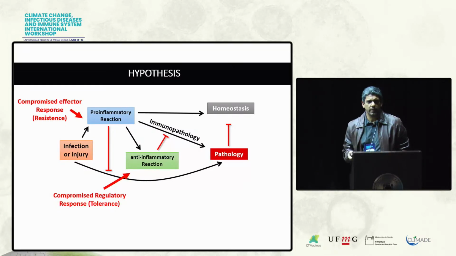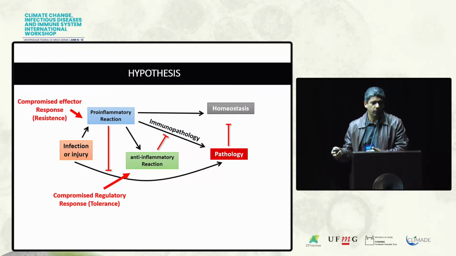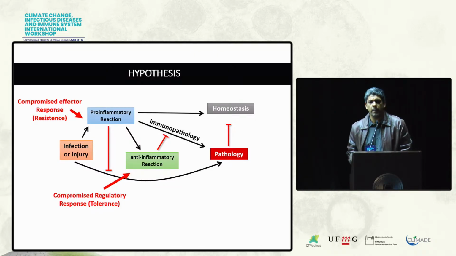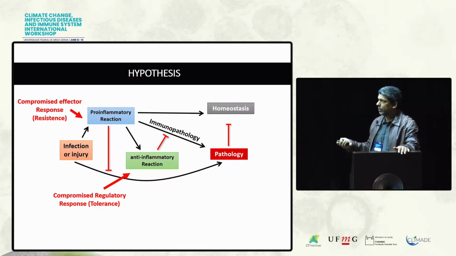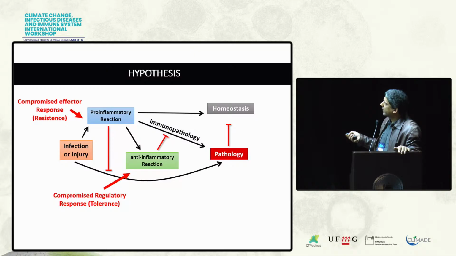To investigate how some individuals would develop severe dengue or dengue with warning signs, we had two hypotheses. One is a compromised effector response, meaning that the individuals would not mount the appropriate pro-inflammatory response, and that would allow pathology because of the infection. The other hypothesis is that individuals may mount an appropriate pro-inflammatory response, but would have a compromised regulatory response that would cause immune pathology.